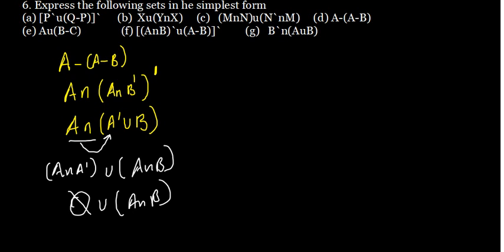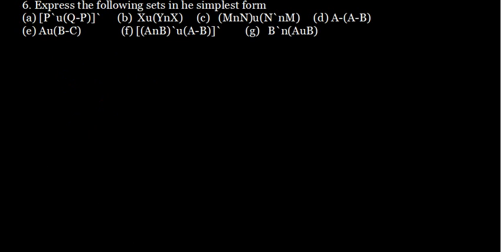Now an empty set is a very small set. Every time you take the union of an empty set with any other set, it will be that same set. So the answer is A intersection B. But if you intersect an empty set with any other set, the answer will always be an empty set, right?